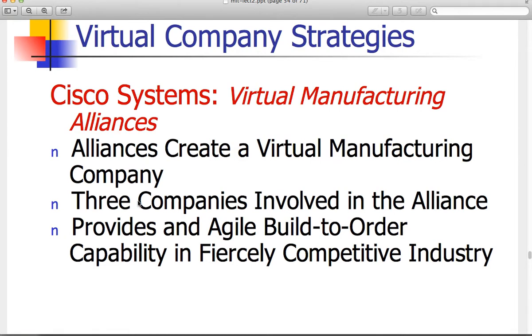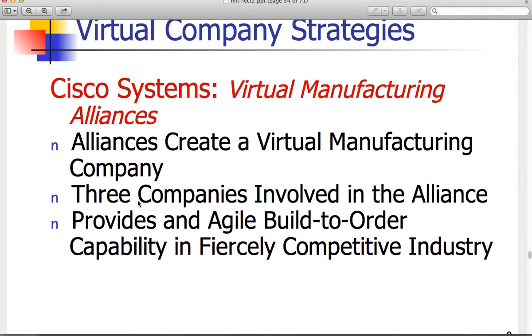So when Verizon sells a phone, Apple makes money on the phone sale, and they make money on the service, and vice versa. So, virtual company strategies. Here's one from Cisco: virtual manufacturing alliances. Actually, a lot of companies do this today, but Cisco was one of the first to do it: alliances to create virtual manufacturing.